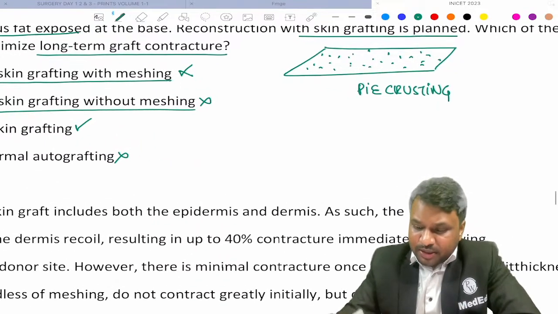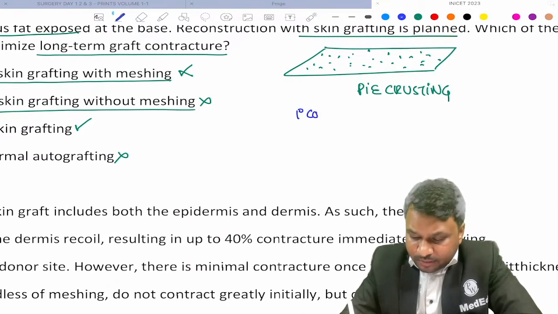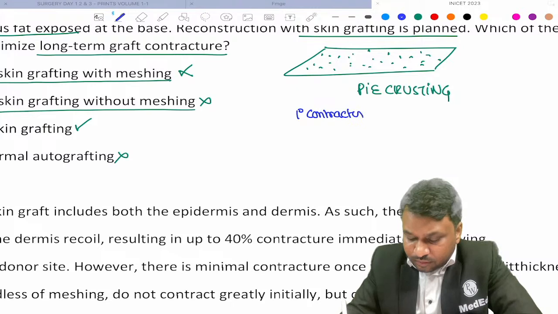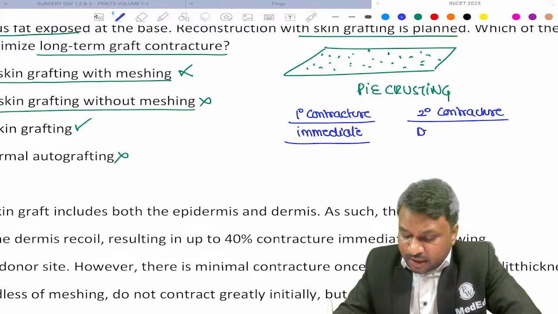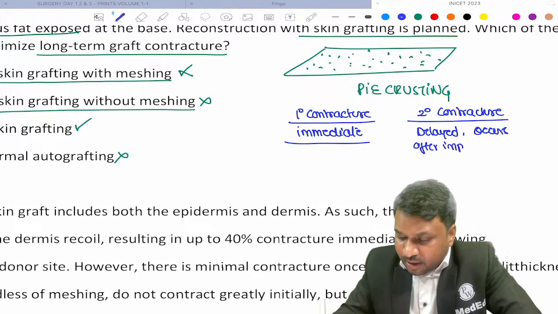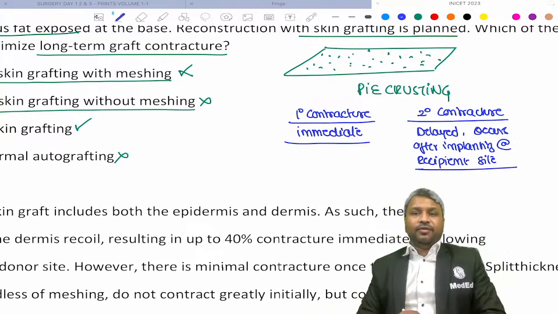Now I hope everybody knows graft contracture is of two types: primary contracture and secondary contracture. Primary contracture is an immediate contracture, that means as soon as you take it from the donor side. Secondary contracture is a delayed contracture and it occurs after implanting at the recipient side.